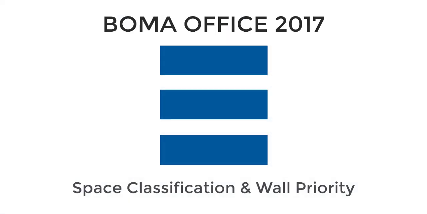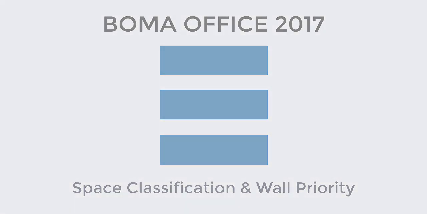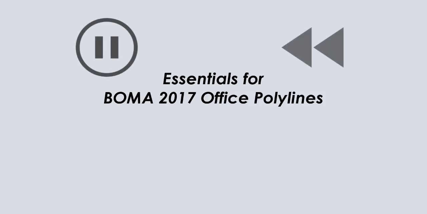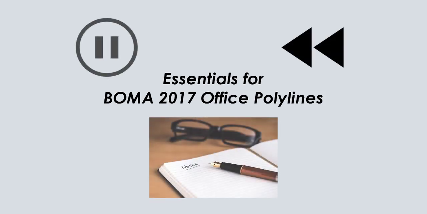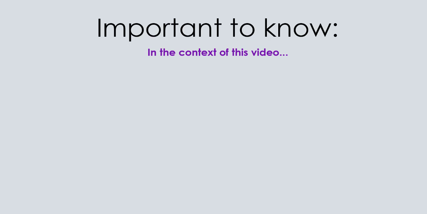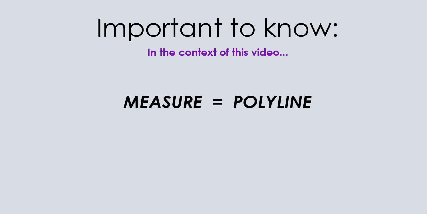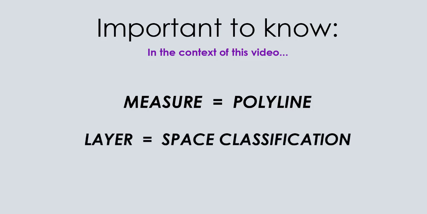Hello and welcome to the video outline BOMA Office 2017 Space Classification and Wall Priority. This video will cover essentials for polylining to this standard, so I recommend that you pause, rewind, rewatch, and take notes as often as possible. It's also important to note that in the context of this video, the words measure and polyline have the same meaning, as do the words layer and space classification.